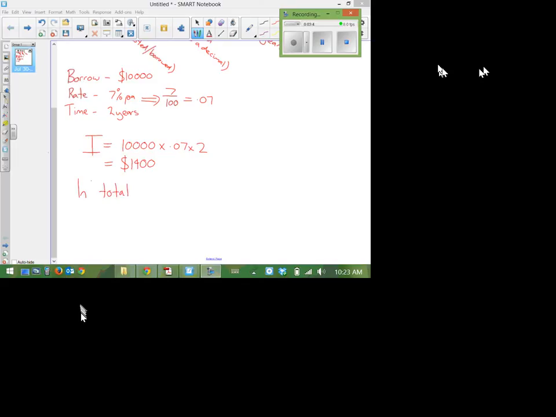So in total, we must pay back the amount borrowed of $10,000 plus the interest of $1,400, making a total of $11,400.